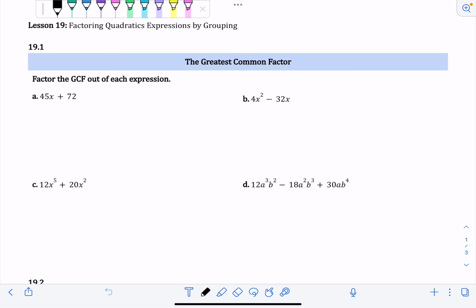Lesson 19 is factoring quadratic expressions by grouping. I threw an extra S in there accidentally. But quadratic expressions by grouping, 19.1 is introducing factoring by pulling out the greatest common factor.